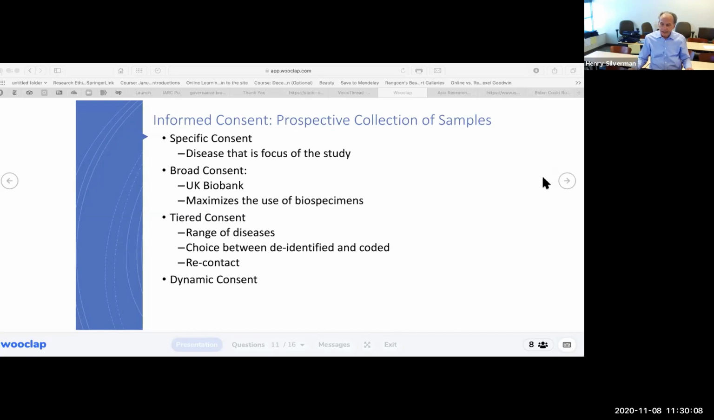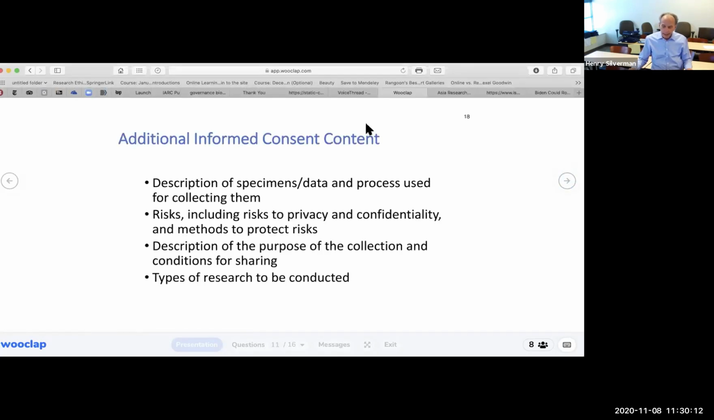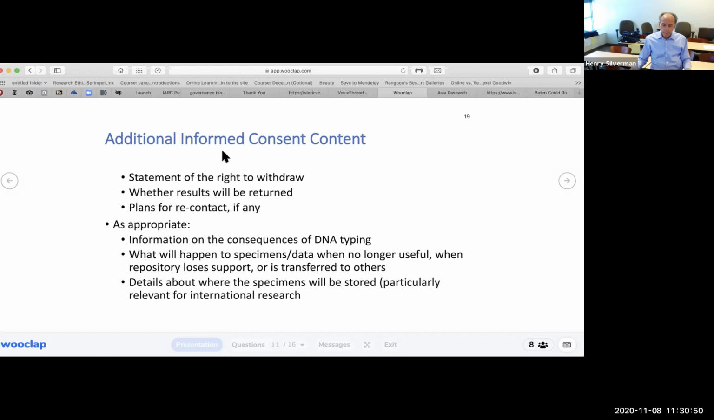So this consent issue is very important. What I have here is additional information in the consent form. We need to always talk about privacy risk, the purpose of the collection, also the type of research to be conducted. And as you all picked up in the previous case, it just said future cancer research. It didn't mention genetic research. You need to put down the right to withdraw, whether results will be returned, and if there are plans for any recontact. So let's continue on.